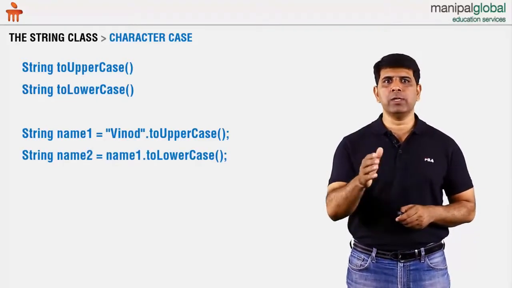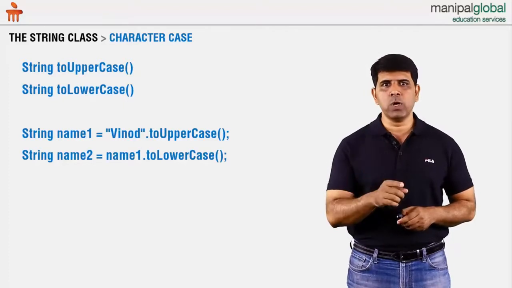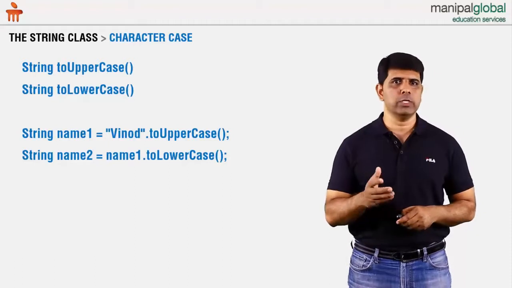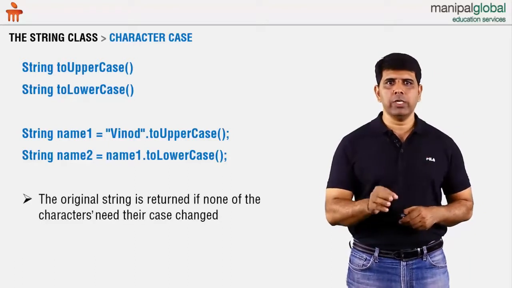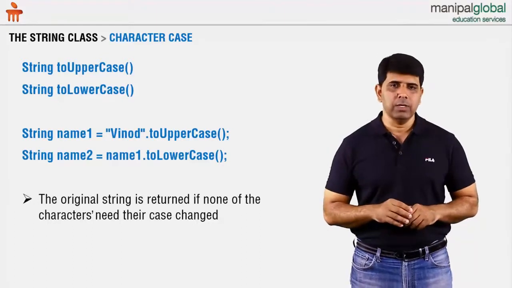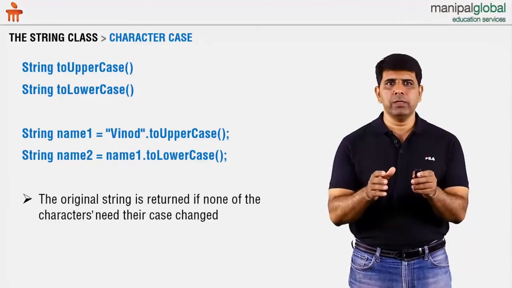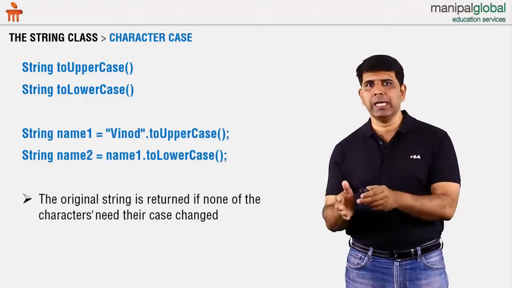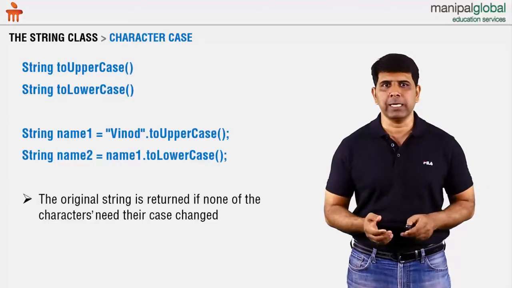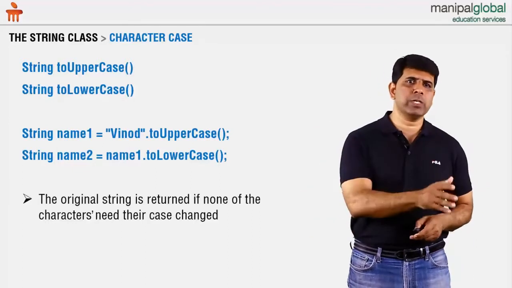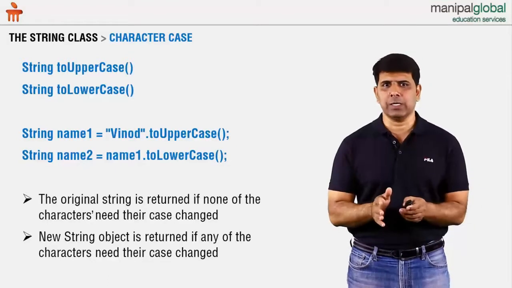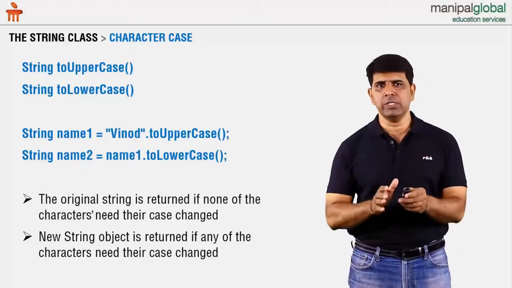name2 equals name1.toLowerCase(). name1 still contains the uppercase version. It never gets changed because strings are immutable. The original string is returned in case there is no change required at all. For example, if you call name1.toUpperCase(), there is no conversion required at all because name1 was already in uppercase, so actually the same string is returned. A new string object is only constructed if there is a requirement of a change in case.